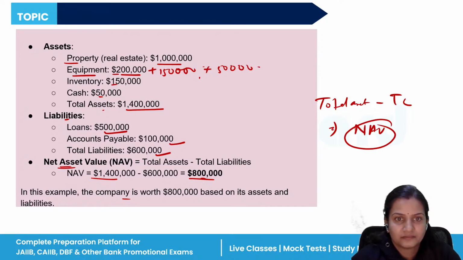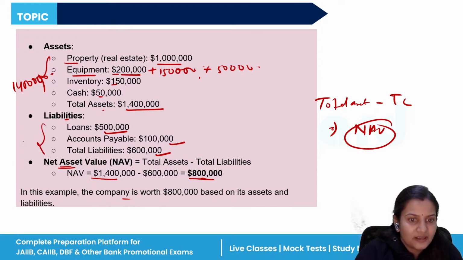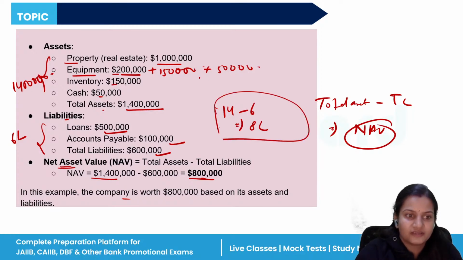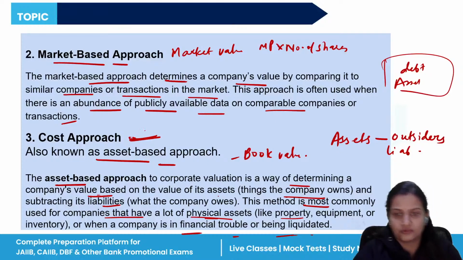Tell me. Clear? So all this total is what? The 14 lakhs. And how much are the liabilities? 6 lakh. Simply deduct 14 minus 6, that is 8 lakh. So this is the net asset value, or you can say the cost approach.